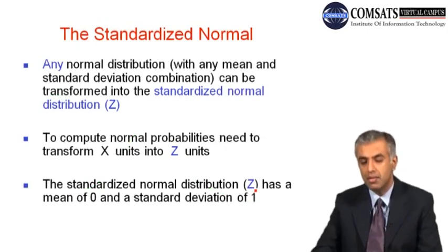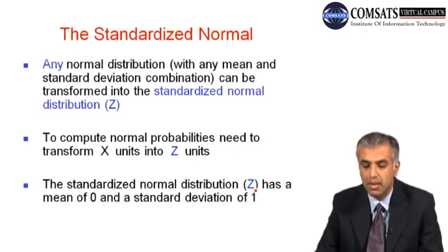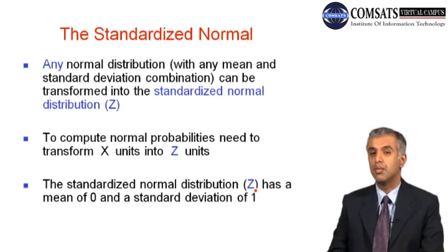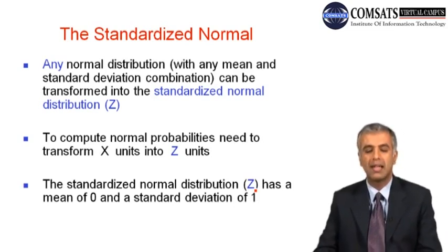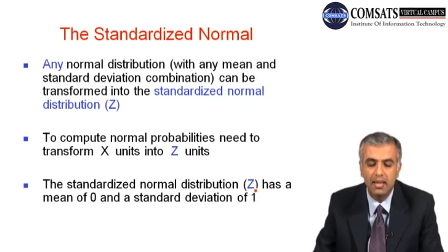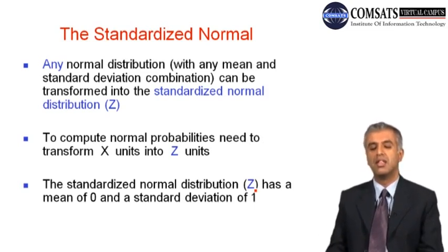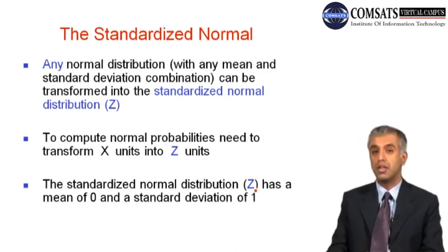Any normal distribution with any mean and standard deviation combination can be transformed into a z-score. The z-score gives us a certain value based on the standard deviation, and to compute these normal probabilities, values need to be transformed from x units into z units. The standardized normal distribution z has a mean of 0 and a standard deviation of 1.